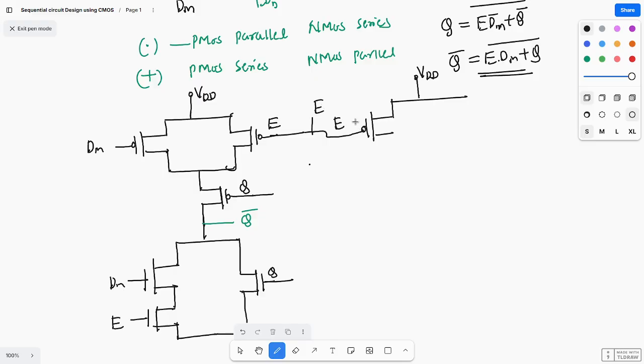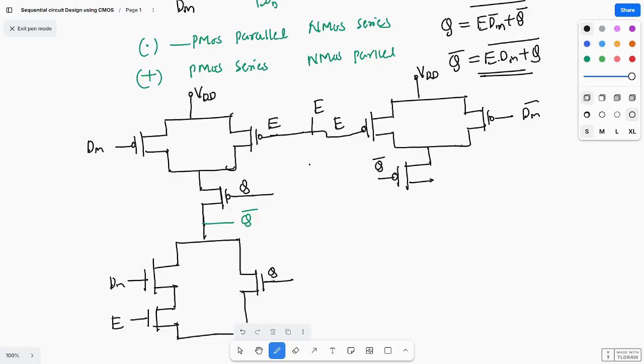This pin is the enable pin, and next this one is PMOS, and this input is D in bar. Next these two are connected in series with Q bar. Series with Q bar. This is Q bar.